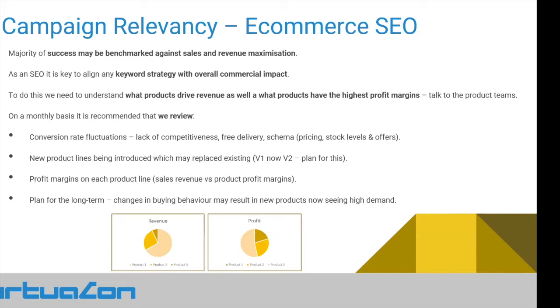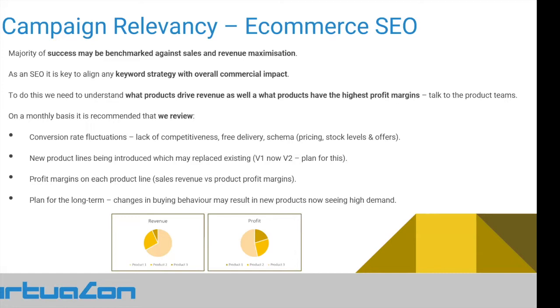So some of the things that we're looking at on a monthly basis when we're running an e-commerce SEO strategy. Number one being conversion rate fluctuations. Again, it's not exactly SEO related as such, but it will impact SEO figures, so it's something we should really be aware of. This could be from things that are out of our control. It could be due to, for example, lack of competitiveness. We may not be offering free delivery anymore where our competitors are.